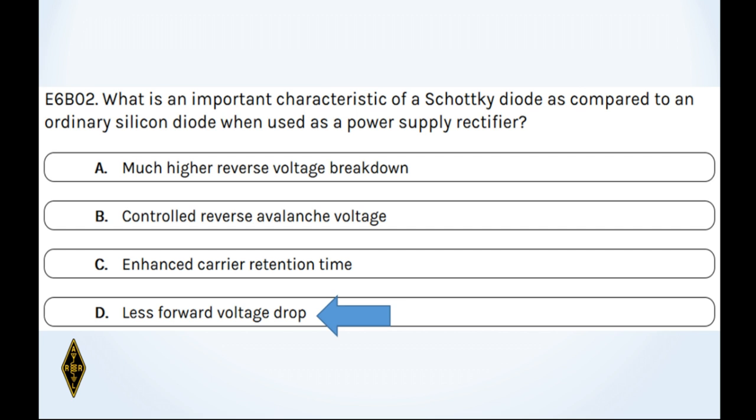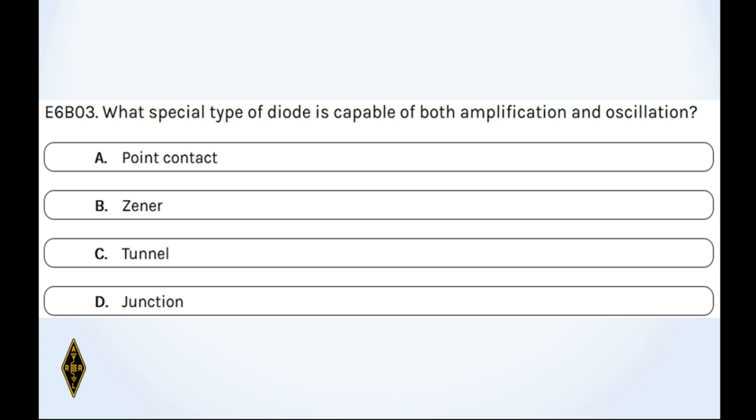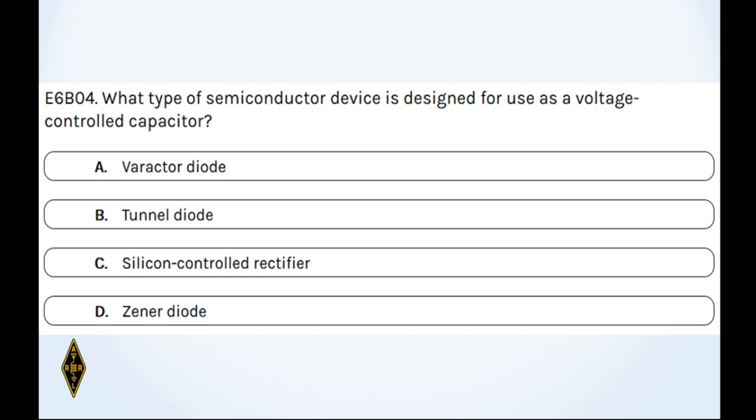And what special type of diode is capable of both amplification and oscillation? That's the Esaki or tunnel diode. That's where it's got a negative resistance characteristic. Very unique device. It's also obsolete. And what type of semiconductor device is designed for use as a voltage-controlled capacitor? That's the varactor, the tuning diode.